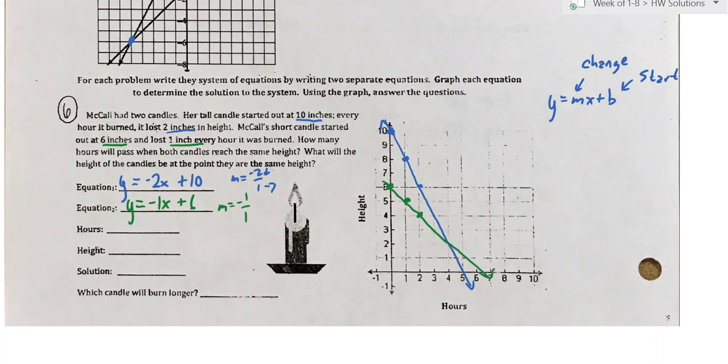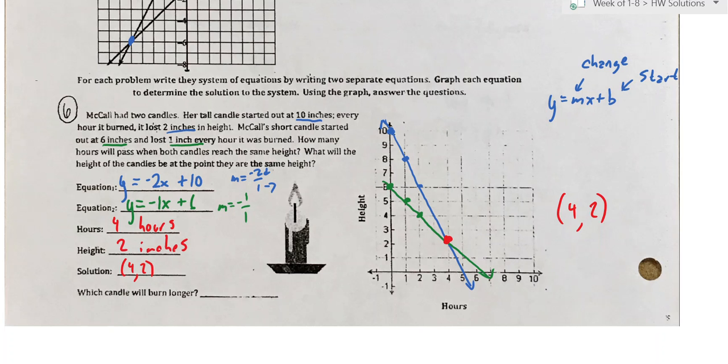And then, just like any other system, where they intersect is the solution. That's the coordinate pair (4, 2). Here my x is representing the number of hours, so it's going to be after 4 hours. So that's the solution. And the height is my y, and the height when they intersect is going to be 2 inches.